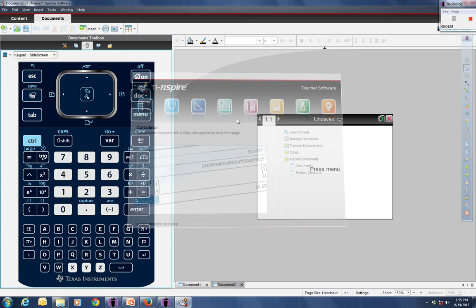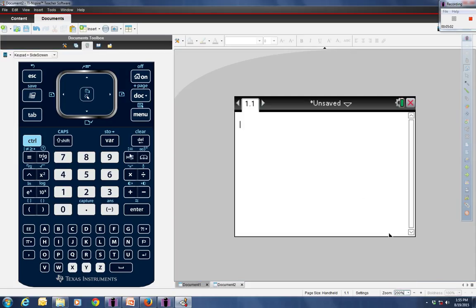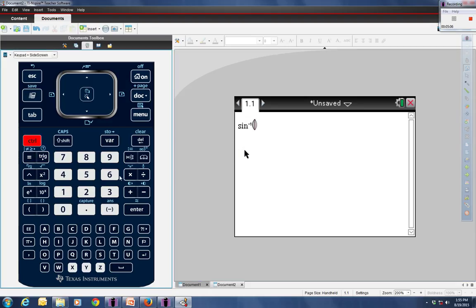Let me prove that to you. So my calculator opens, so let me get my screen. Alright, so we're going to do sine inverse, so trig, sine inverse, control divide, and so square root of 3 over 2.